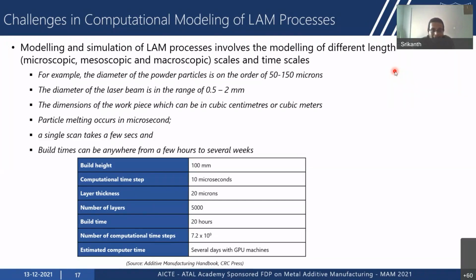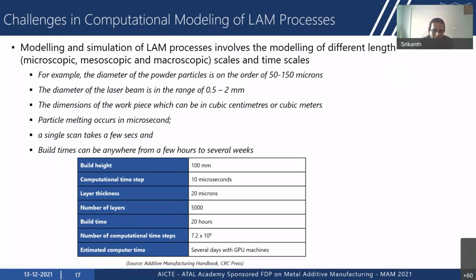Now, particle melting occurs in a microsecond. Okay, a single scan, like a single track, takes a few seconds, and the build times can be anywhere from a few hours to several weeks. So you can clearly see that there are different length and different time scales involved in the LAM process.